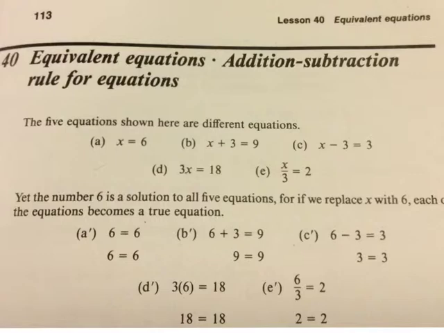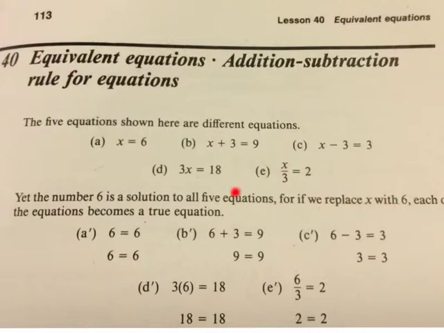So here we go. Here we have 5 different equations. This is an equation because something equals something else. This is another equation, x plus 3 equals 9. x minus 3 equals 3. Here we have a multiplication, 3 times x equals 18, and here a division, x divided by 3 equals 2. All 5 of these are equations. They all have an equal sign. But the number 6 is a solution to all 5 of these equations.